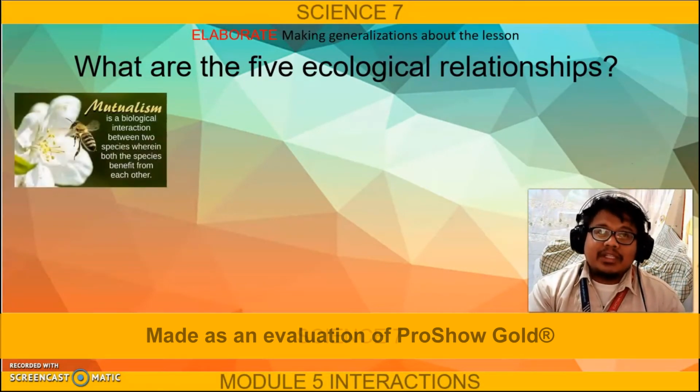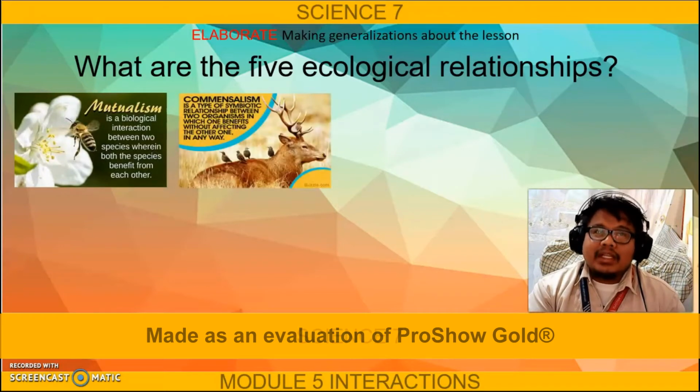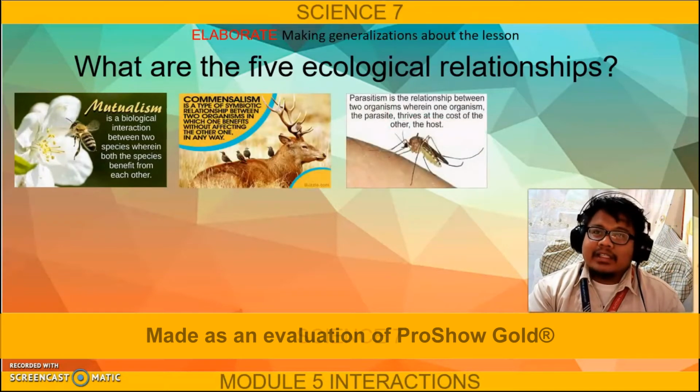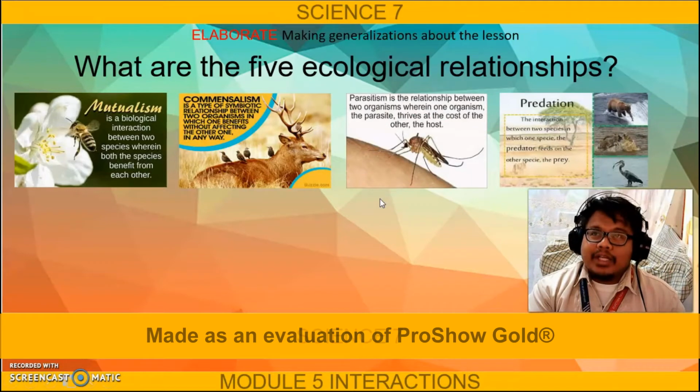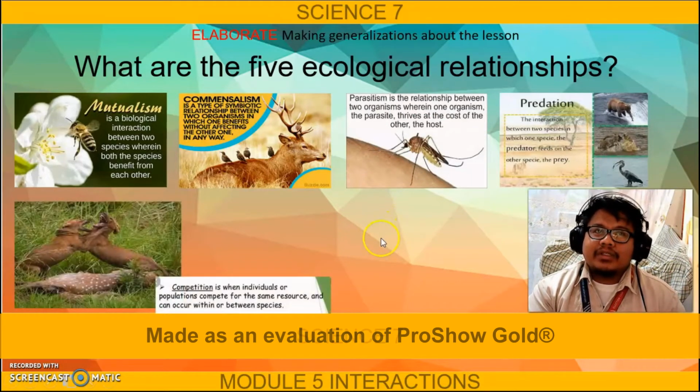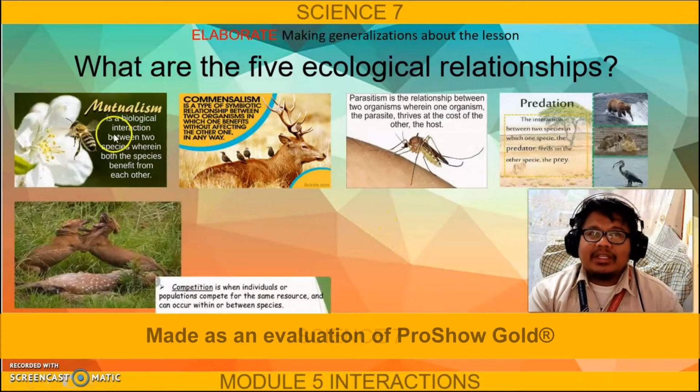First is mutualism, commensalism, parasitism, predation, and competition. So when we say mutualism, it is a biological interaction between 2 species, wherein both the species benefit from each other.